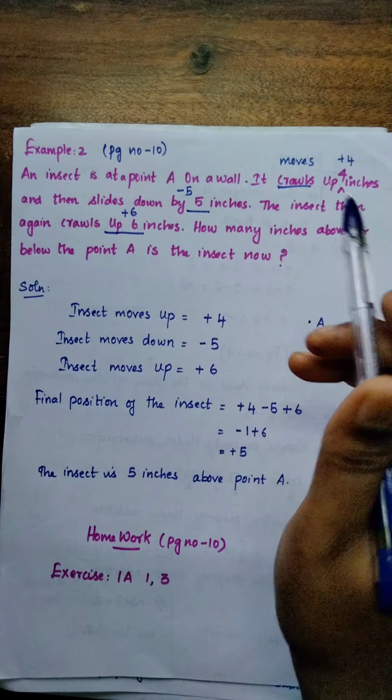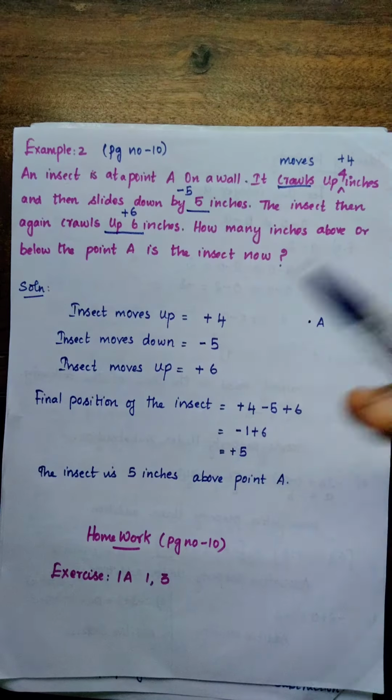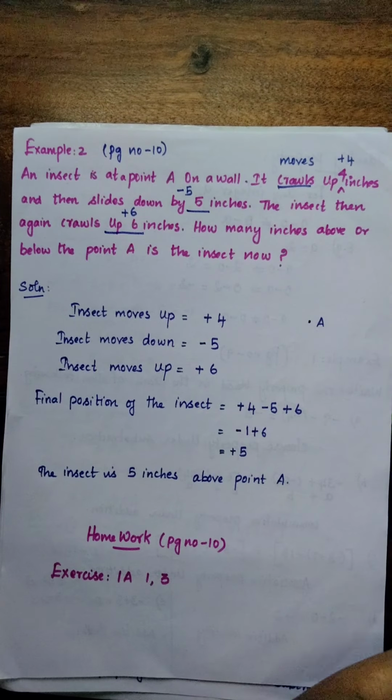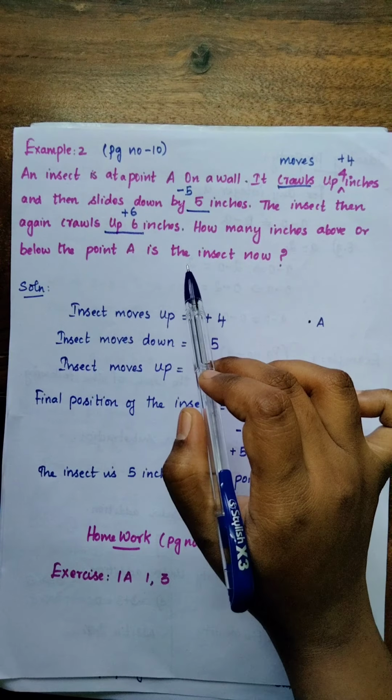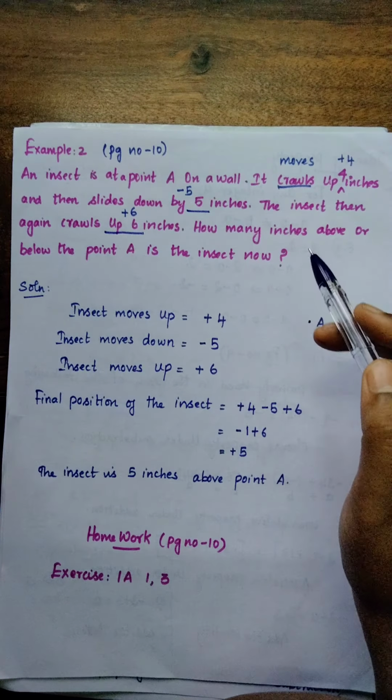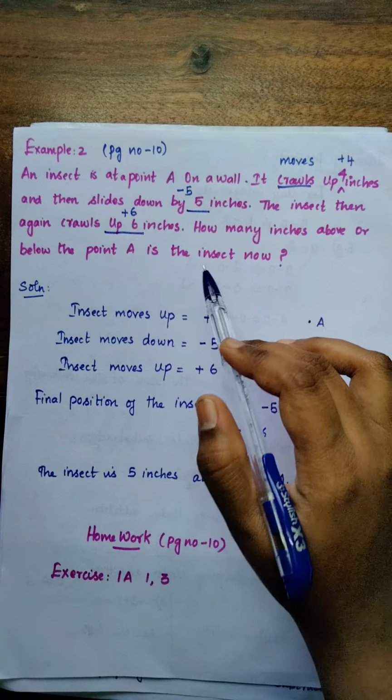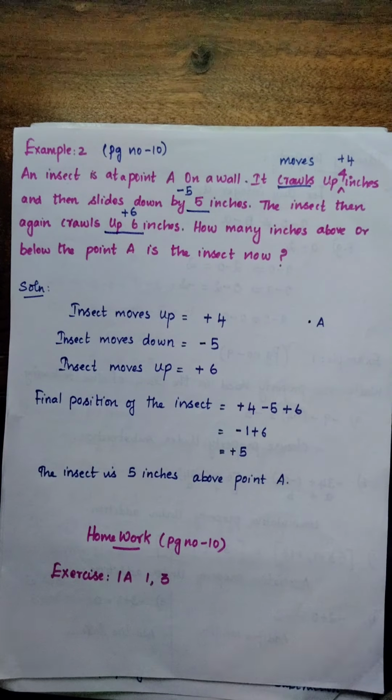The insect then again crawls up 6 inches. Then the insect is again moving upwards for 6 inches. Okay, the insect then again crawls up 6 inches. How many inches above or below the point A is the insect now? This is a question. Have you all understood the question?